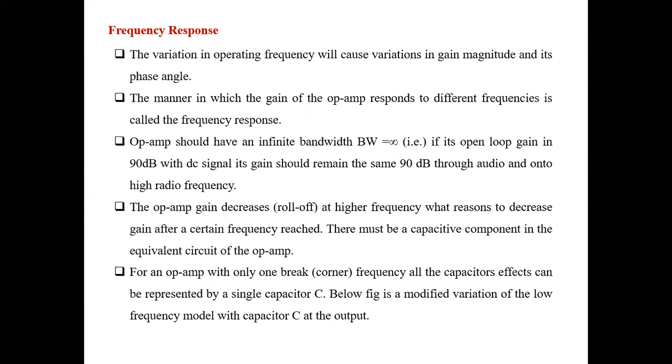An ideal op-amp should have infinite bandwidth, BW equal to infinity. Its open loop gain is 90 dB. The op-amp gain decreases at high frequency, so the gain drops after a certain frequency is reached. For an op-amp with only one break frequency, all the capacitor effects can be represented by a single capacitor C.